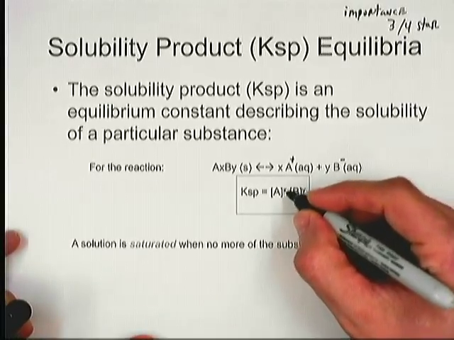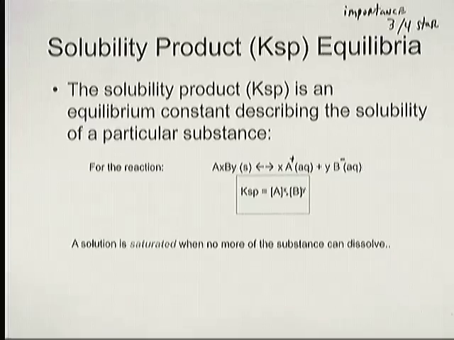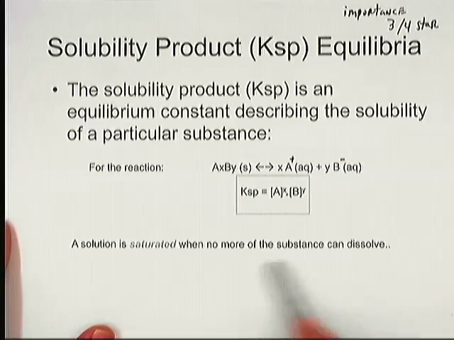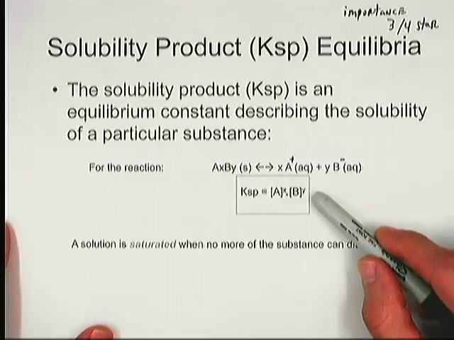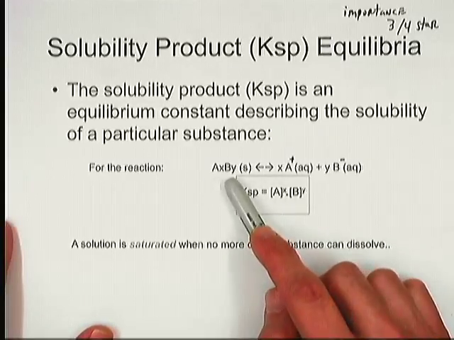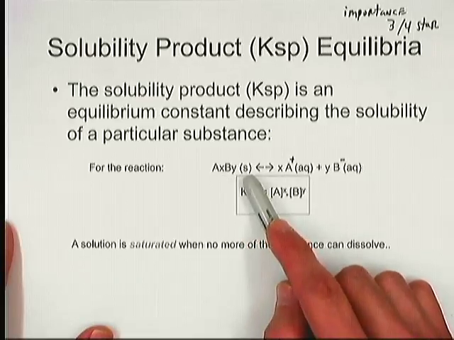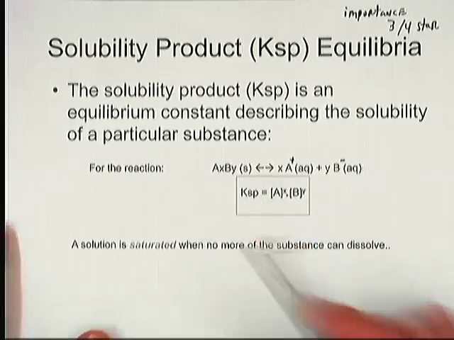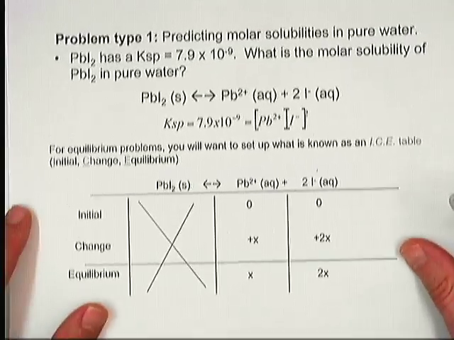That's how it works. The solution is said to be saturated when no more of the substance can dissolve. Note that in our K expression, we don't have a term for the solid on the left, and that's because it's a solid. We assume its activity is unity, and it doesn't show up. You probably have seen the K expression before.